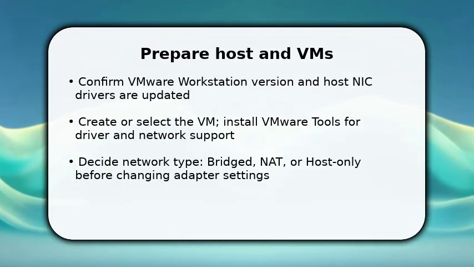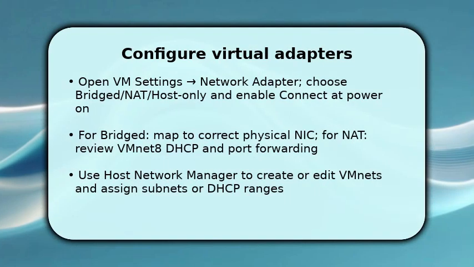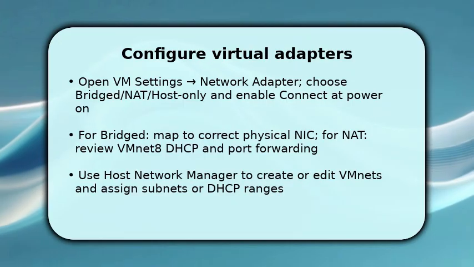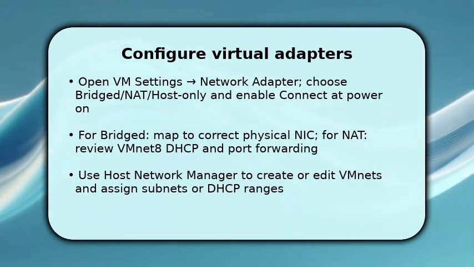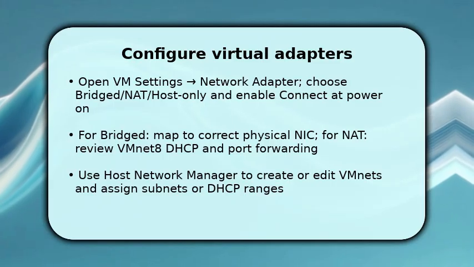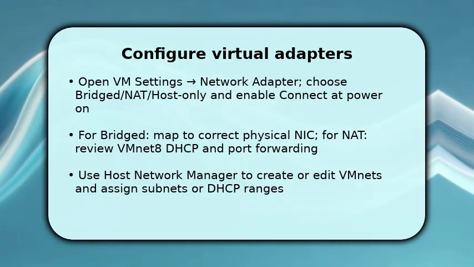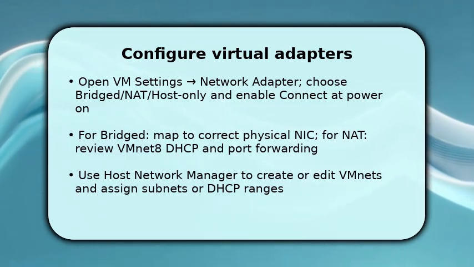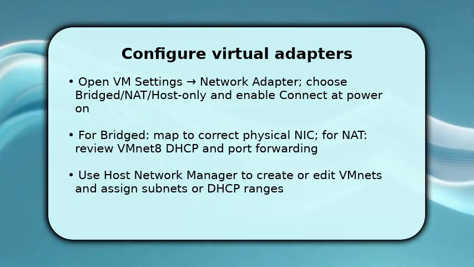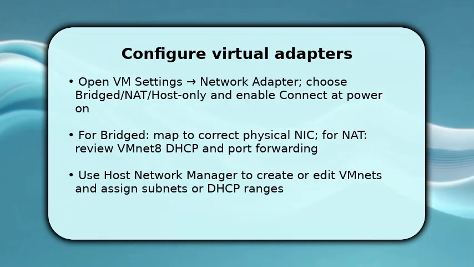You now configure adapters inside VMware Workstation. Go to the VM settings, select Network Adapter, choose Bridged, NAT, or Host Only, and enable Connect at Power On. If you pick Bridged, explicitly map the VM to the host NIC to avoid the wrong interface. If you pick NAT, inspect VNet 8 settings for DHCP and add port forwarding for services.